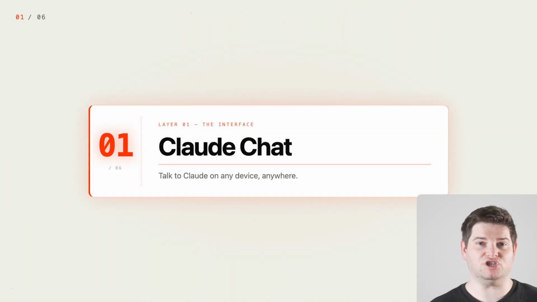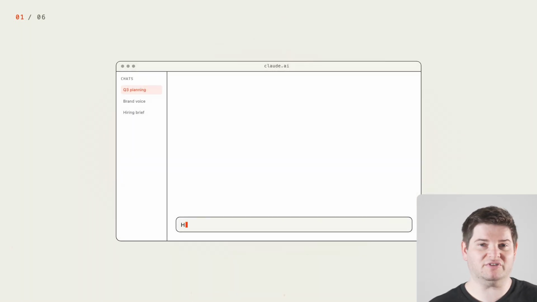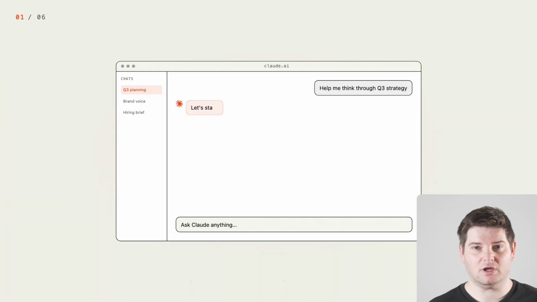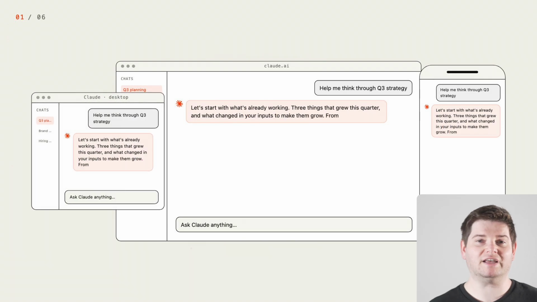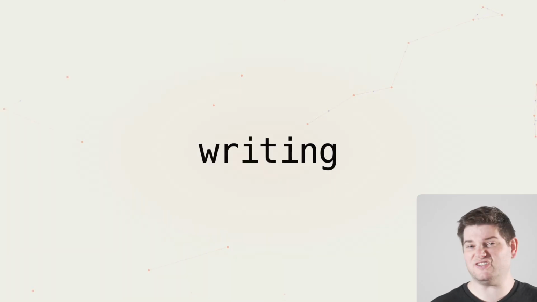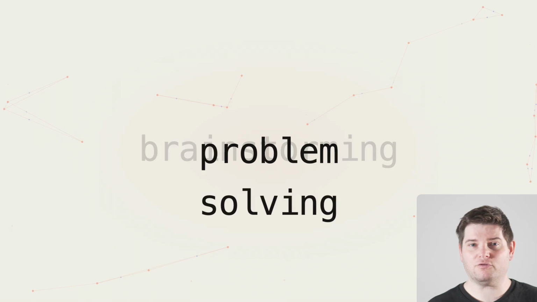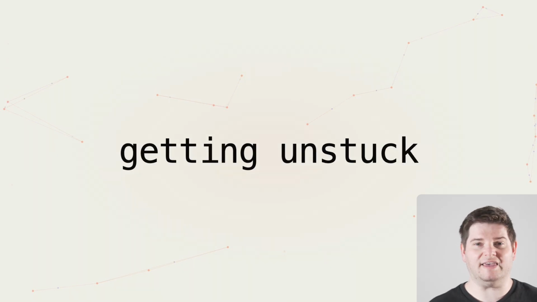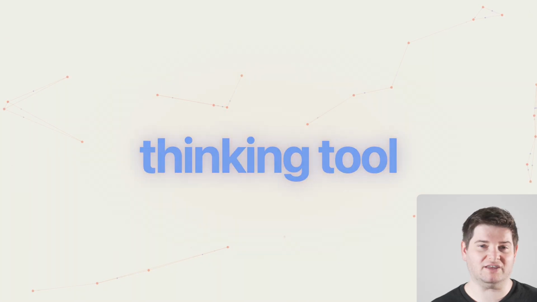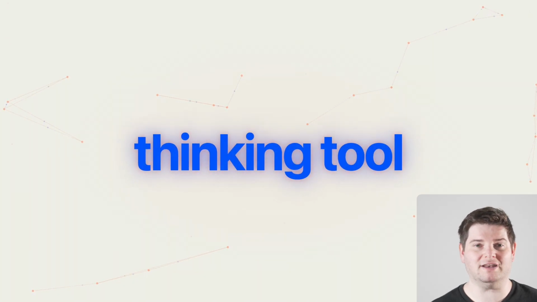Layer 1 is Claude Chat. This is the one you know. You go to Claude.ai, you type something, you get a response. It works in your browser, on your phone, on the desktop app. Same conversation, synced everywhere. And for a lot of tasks, this is genuinely all you need. Research, writing, brainstorming, thinking through a problem, getting unstuck on something. Claude Chat is legitimately one of the best thinking tools that exists right now.